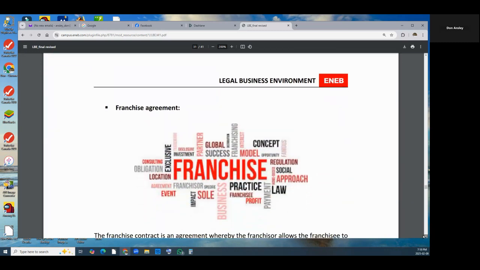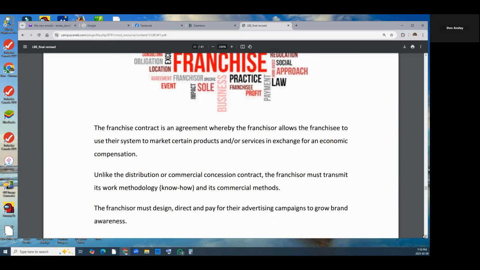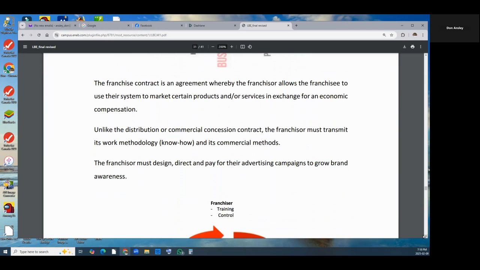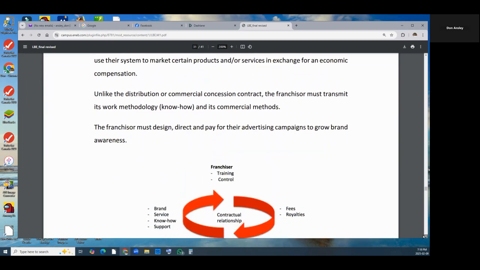And then we have a franchise agreement. The franchise contract is an agreement whereby the franchisor allows a franchisee to use their system and market certain products and services in exchange for an economic compensation. Unlike the distribution or commercial concession contract, the franchisor must transmit its work methodology, know-how, and its commercial methods. The franchisor must design, direct, and pay for their advertising campaign to grow the brand awareness.